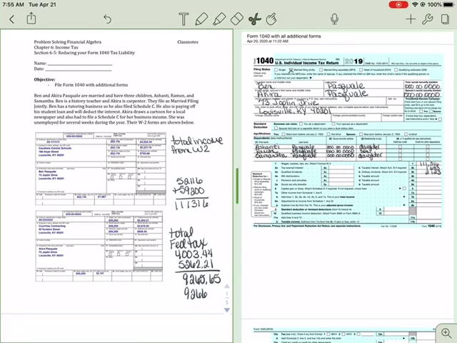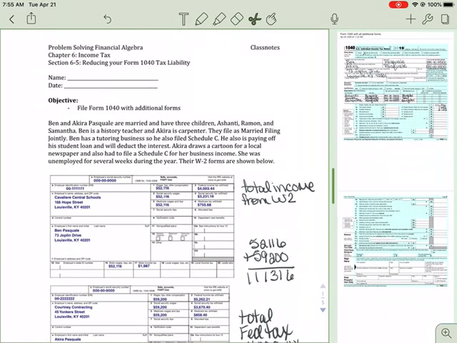Hi everyone. Today we're going to walk through a completed 1040 form, which means that we're going to have all the additional forms, Schedule 1, A, B, C, D, and E, all of them in one problem. So let's take a look at what we have, and then we'll get started here.